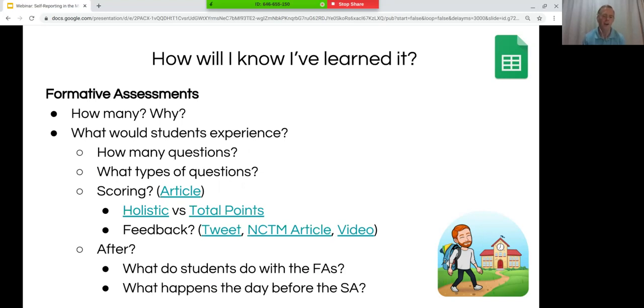Why is dogs worth half a point? And the answer is just because half points are easy to work with. All right, I can easily calculate what that would be as a percentage. So I like the holistic scoring versus total points, but ideally on any kind of formative assessment, you really don't want to be grading it at all. You want to give feedback.